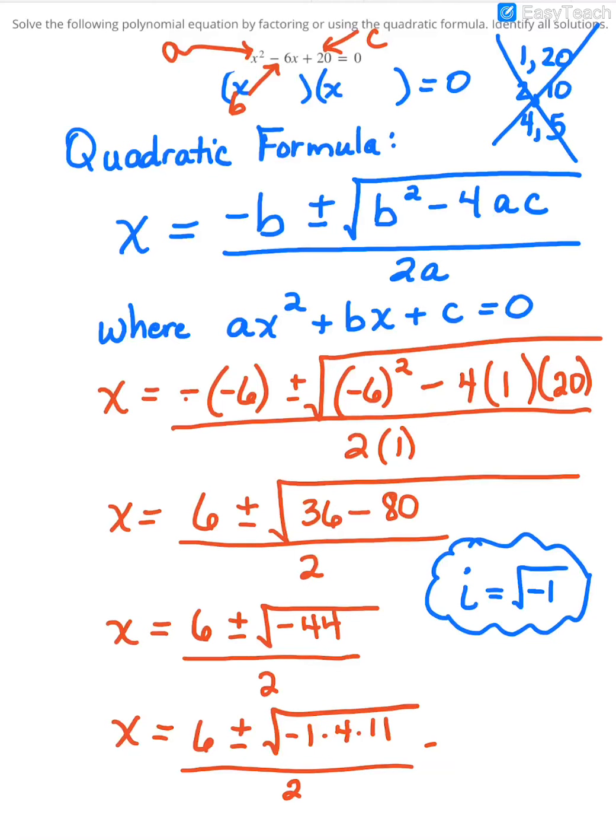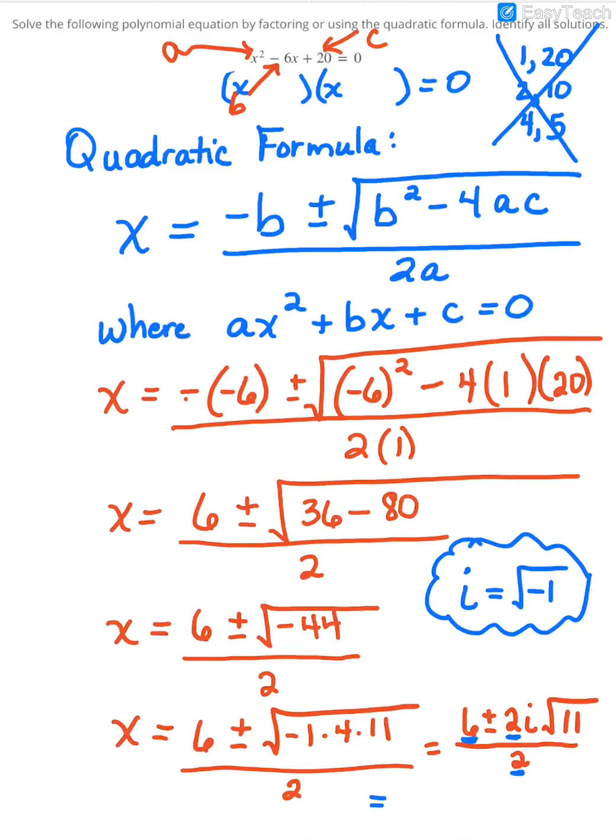Now when I come back and simplify, the square root of negative 1 is going to give me an i outside of the radical. The square root of the 4 will give me a 2 outside of the radical. You still have an 11 underneath, and we still have a factor of 2 on the bottom. If you notice, all of my coefficients here, I've got a 6, a 2, and a 2. They're all divisible by 2, so I can reduce them all.